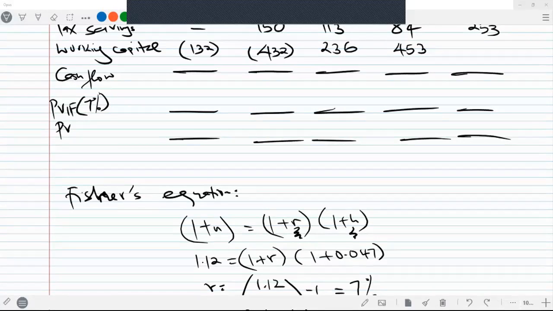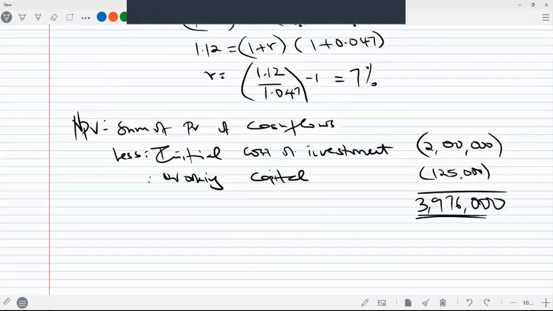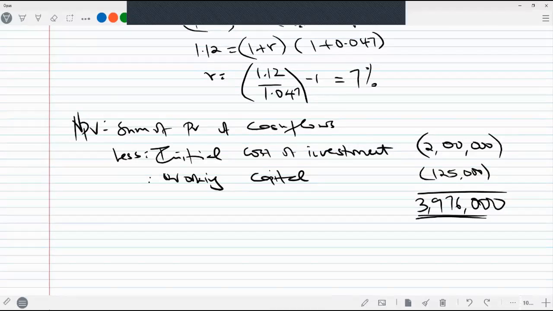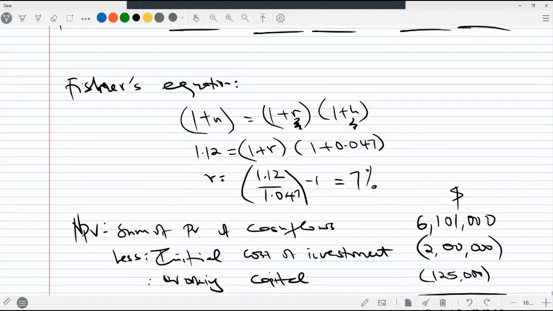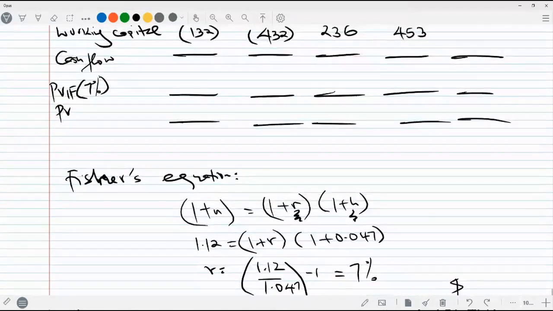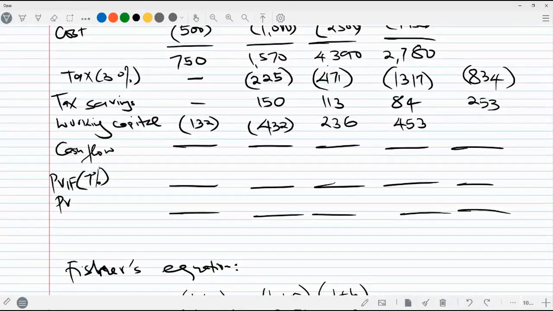So what did Sanya get? 3976. What did you get for the sum of present value? 6101. I'm getting something totally different. What are you getting? 9271. Wow. Used 7%. Yes.